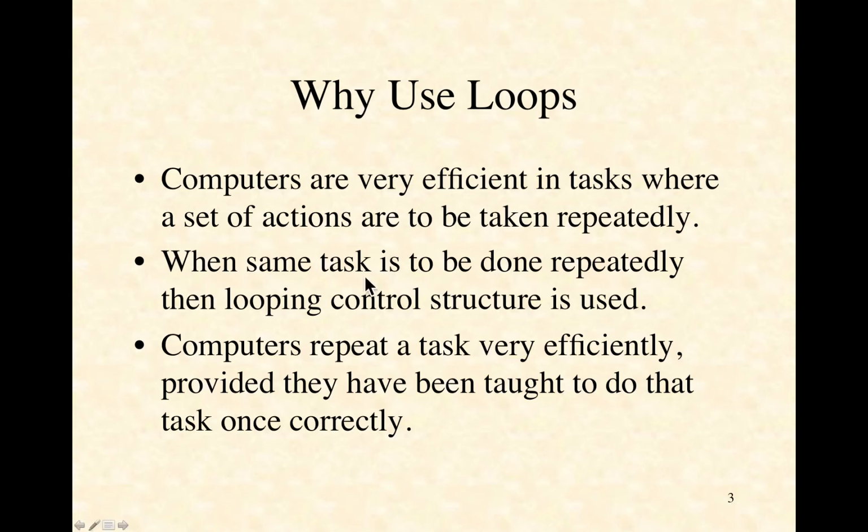And as I said earlier, computers repeat a task very efficiently, but this is the gotcha right here, provided they have been taught to do that task once correctly, which means the code that will go inside the loop has to be correct, otherwise the computer will end up doing the wrong task efficiently. And that's where most programmers make errors. They don't teach computers to do a task correctly, and then they put that task into a loop and they hope that it will do it correctly, but it doesn't. We'll show some examples of that.